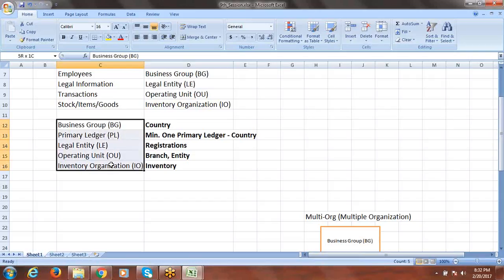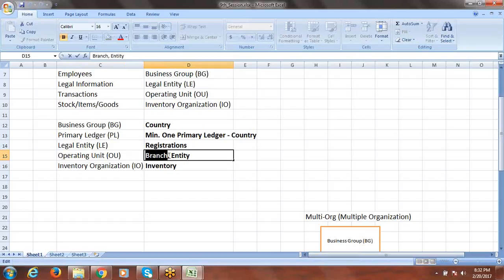So out of all these, a very important unit is the operating unit. Whatever we discussed as P2P and O2C, that is payables related invoice creation and payments, and receivables related sales invoices and receipts, all will be recorded at the operating unit level only. Means a specific branch or a specific entity only will do that sort of activities. That is the reason everything will be recorded at that level only.